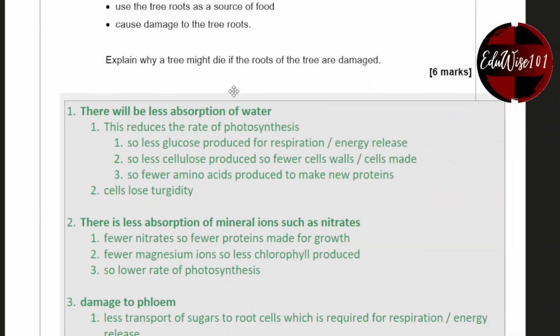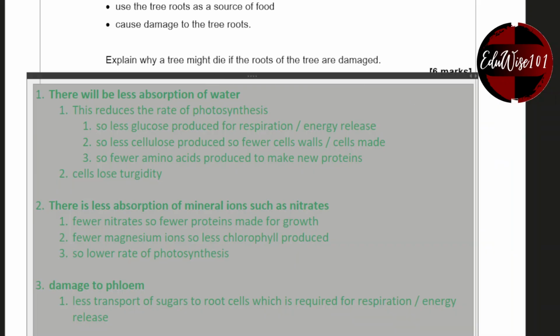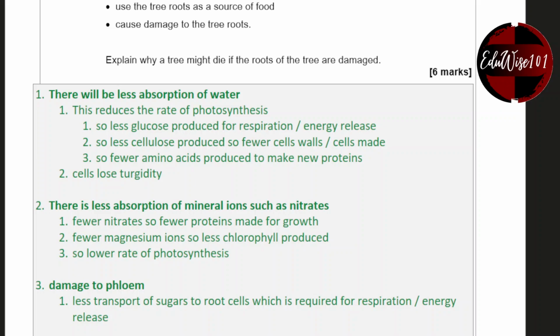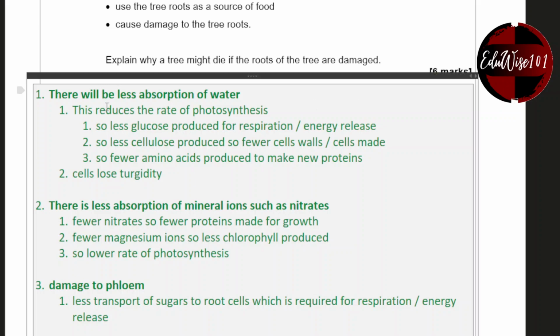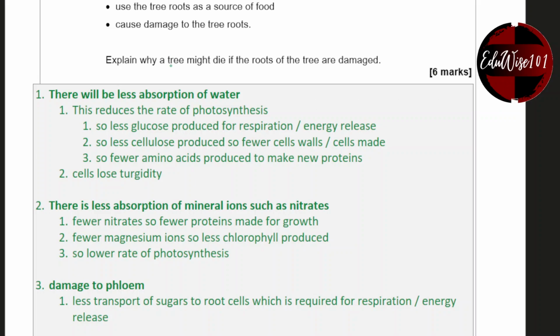Here's a detailed answer. There will be less absorption of water. And how does that affect the plant? This reduces the rate of photosynthesis, because water is one of the key components for photosynthesis. Water and carbon dioxide are needed for photosynthesis. So less water means a lower rate of photosynthesis, which means less glucose is produced for respiration or to release energy.